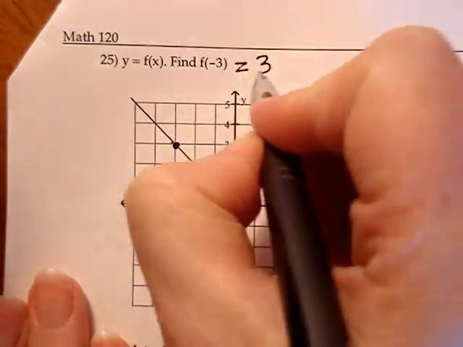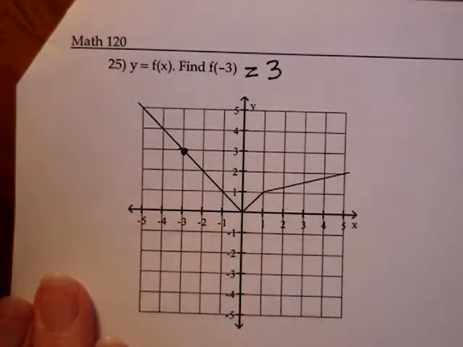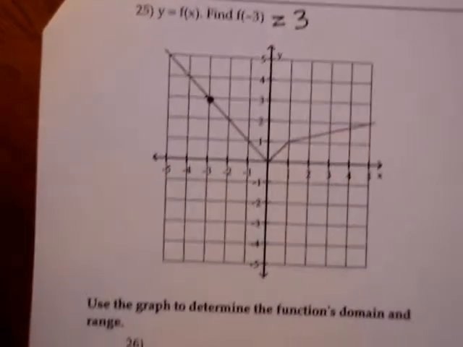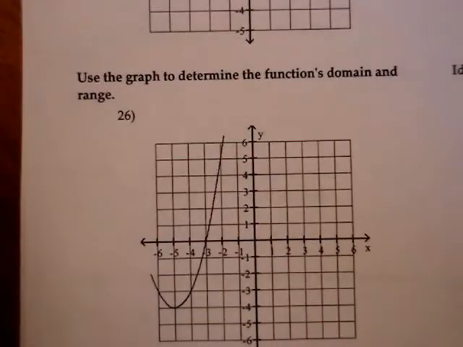So I can write it like that. F of negative 3 equals positive 3. Oh, this is so easy that we don't need to do another one. Okay, let's go on to the next set of graphs.